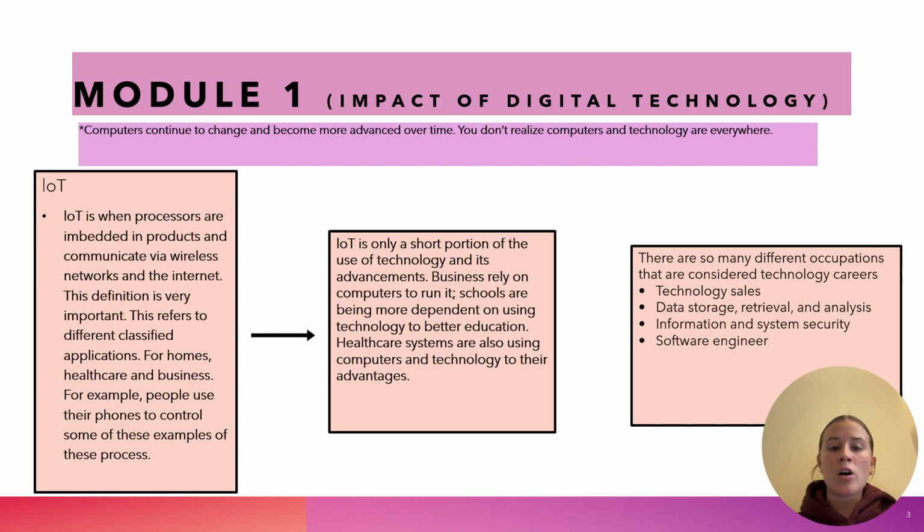Businesses rely on computers to run it. Schools are becoming more dependent on using technology to better education. Healthcare systems are also using computers and technology to their advantage. For example, my grandmother has diabetes. She uses an app and a monitor on her arm to track her sugar levels and warn her when they get too low. There are so many different occupations that are considered technology careers: technology sales, data storage, retrieval and analyst, information system and security, and software engineer.